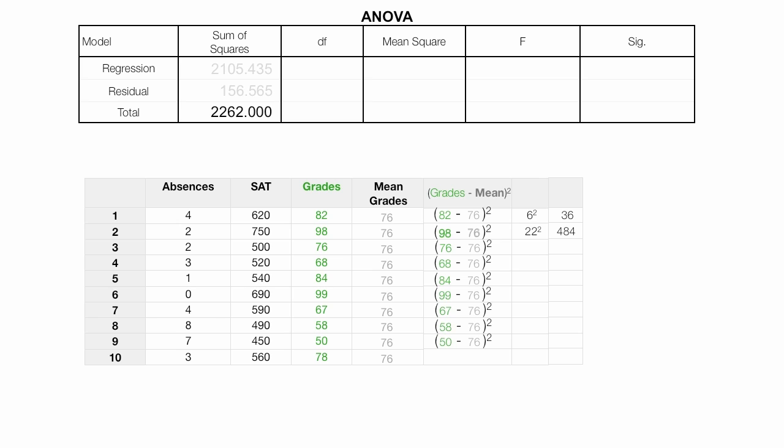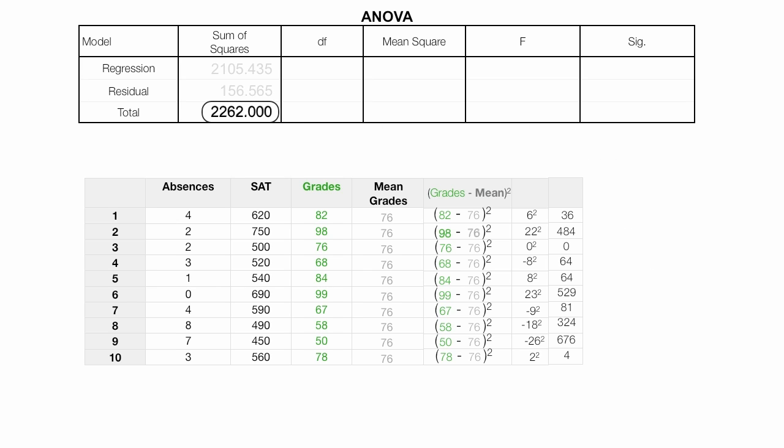So let me just fill in the rest of the numbers. And again, I'm rounding. Don't worry about that. And I add all these up or sum them up. And it equals, you got it, 2,262. And that is my total sum of squares.